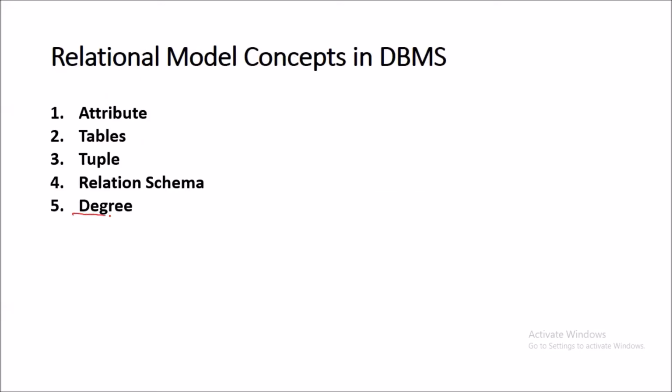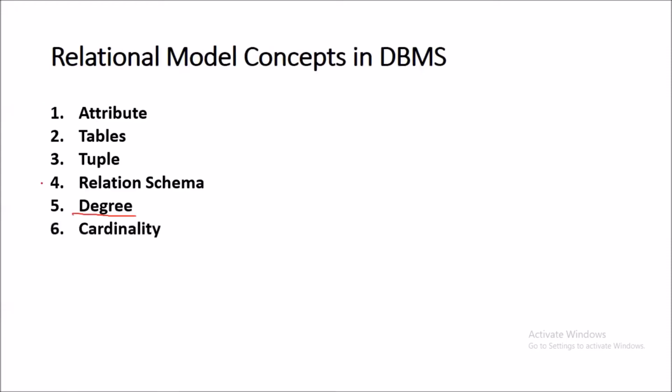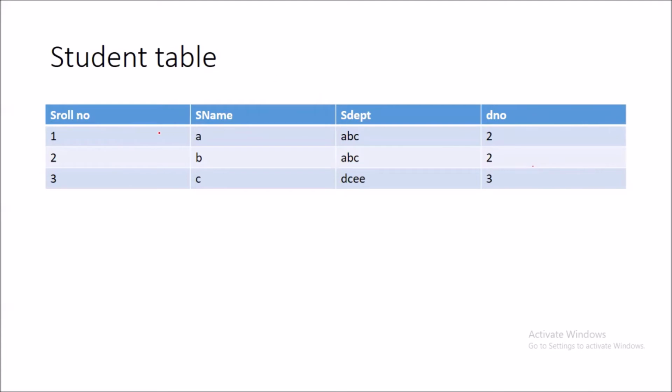Now next is degree. Total number of attributes in the relation is called the degree of a relation. So here you can see in this table the total number of attributes is 4. So the degree of this relation is 4. Now next is cardinality. Total number of rows present in the table is called cardinality. Here you can see in this table there are 3 rows. So the cardinality of this table is 3.